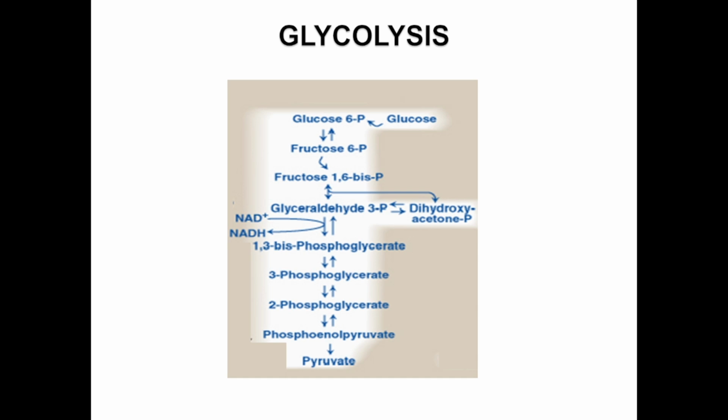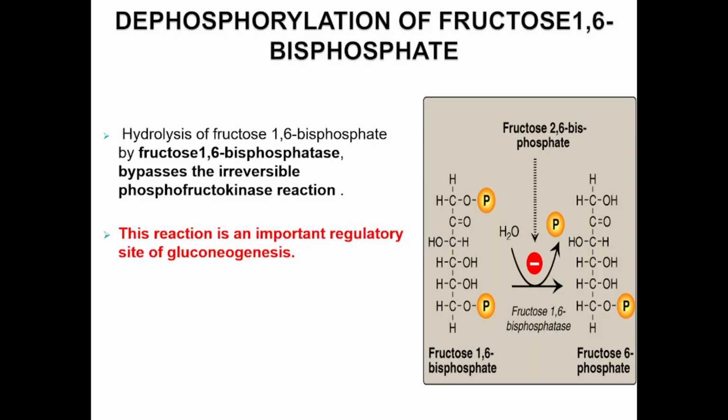From fructose 1,6-bisphosphate to fructose 6-phosphate, this is an irreversible reaction. That means we need to bypass this step. And we bypass it by the enzyme fructose 1,6-bisphosphatase. It is a dephosphorylation. You just need to remove the phosphate group on carbon 1 by adding water to convert fructose 1,6-bisphosphate to fructose 6-phosphate. And this reaction is an important regulatory reaction for gluconeogenesis because it is one of the reactions that bypass the irreversible reactions of glycolysis.